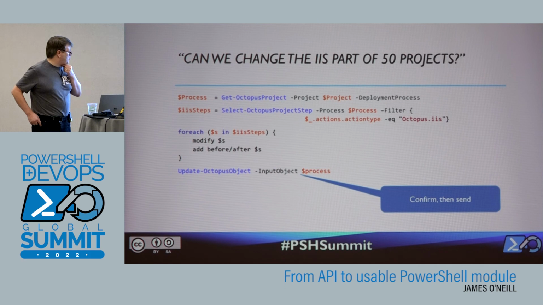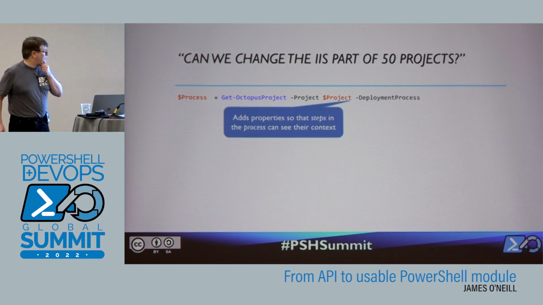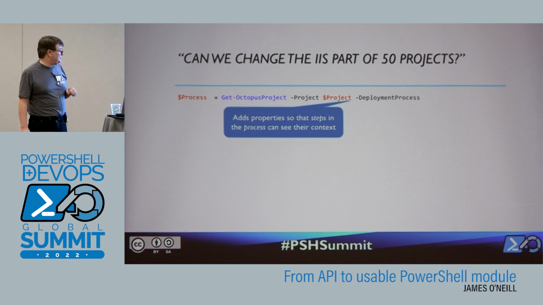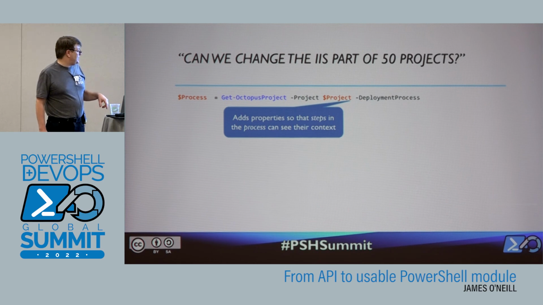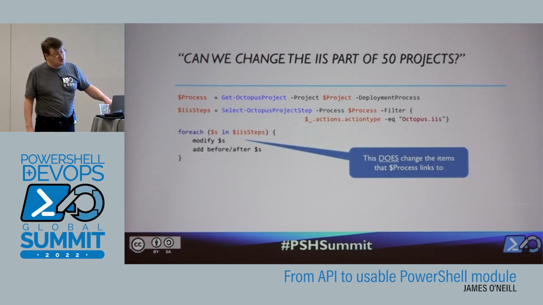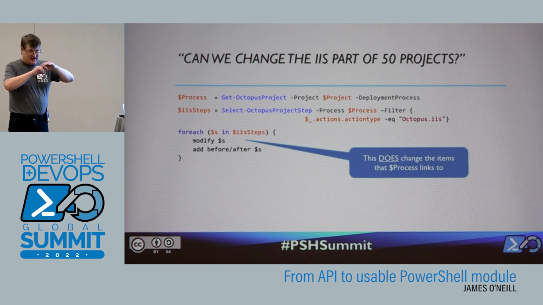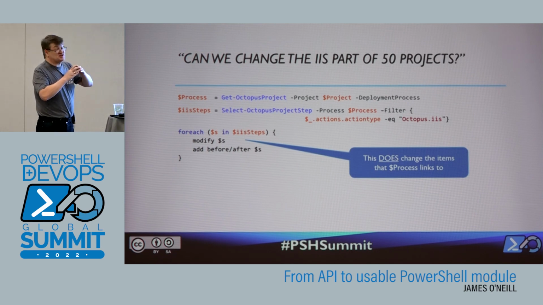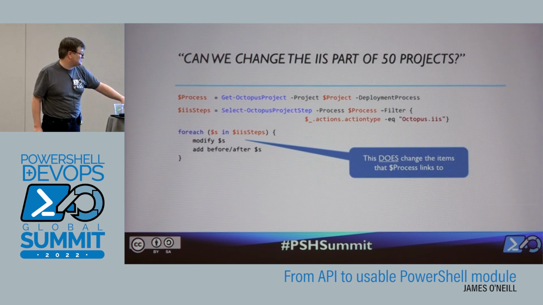Just to round this off, one of the things that comes up, I was talking about that big array of projects, so we want to change one part of 50 projects, and we can just say, okay, call get Octopus project and make sure you get the deployment process. Doing this, it actually puts in some extra links so that each part has its appropriate context. When you go and change those, it actually changes the objects that are bound to that deployment process that's returned. So this looks like it should create new objects, but it doesn't. PowerShell doesn't quite work that way.